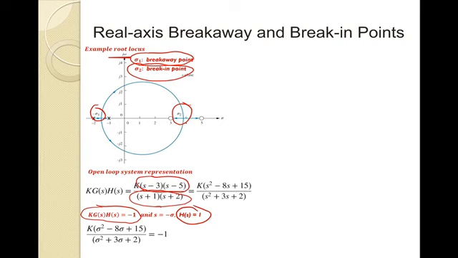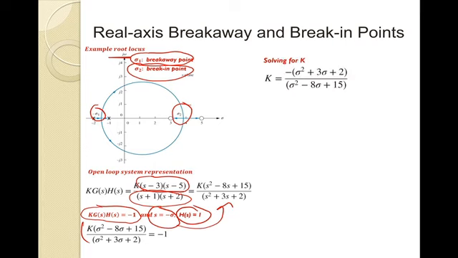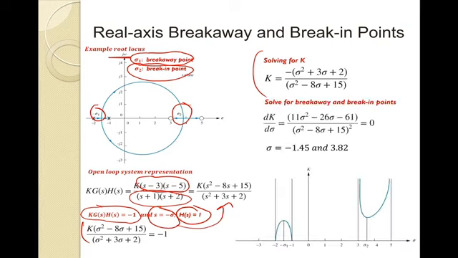So what we're going to do is substitute this test point, s equals negative sigma, into that equation. We get this result here, set that equal to -1, and then what we're interested in is solving for k. So we rewrite that in terms of k. And now what we want to do is solve for the breakaway and break-in points.